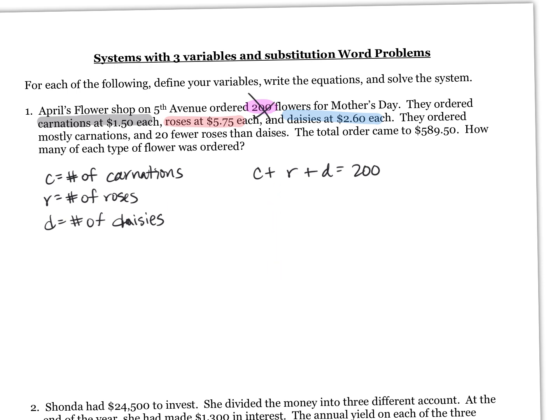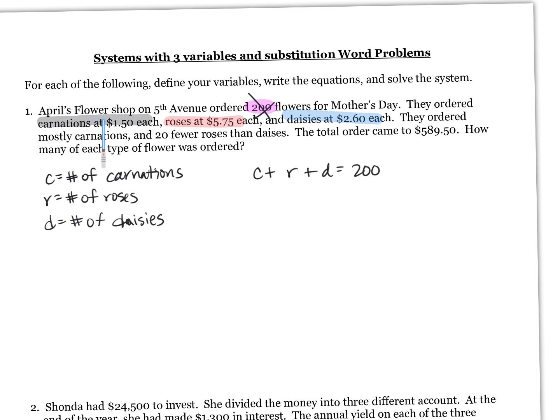Okay, carnations cost $1.50 each. Did I make up these numbers so that our answers would come out nicely? Yes. If you're paying $5.75 for a rose, you're going to the wrong place. I'm not trying to make April's flowers seem insane. I just wanted your numbers to come out nicely. Daisies at $2.60 a piece. Hop on down to Tarpey and grab yourself a daisy out of the ground, okay? Don't pay $2.60. They ordered mostly carnations, 20 fewer roses than daisies. Total order came to this many dollars. How many of each type?